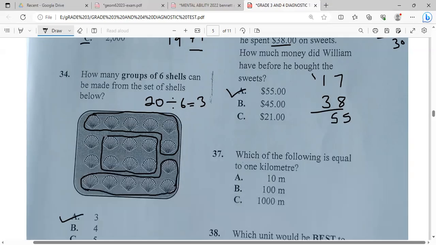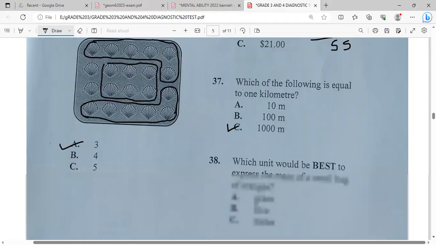Which of the following is equal to 1 kilometer? And that would be 1,000 meter. Remember, kilo mean 1,000, so it takes 1,000 meter to make 1 kilometer. 38, which unit would best be expressed the mass of a small bag of oranges? Is it gram, liter, or meter? All right, so if you're weighing things, it would be gram. If it was liquid, then it would have been liter. If it was length, it would have been meter.